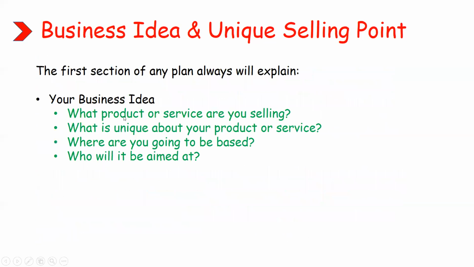If you look at my first point there, it says what the product is, what's unique, where you're going to be based, who you're aiming at. And that is the first section basically covered. Tick those boxes and you're well on your way to ticking the first part of your business idea and unique selling point. Did that make sense so far?